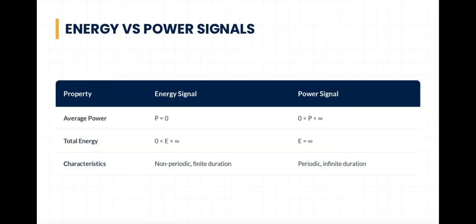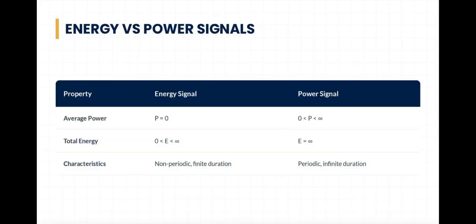So, in the next slide, we have the difference between energy signals and power signals, based on how a signal behaves over a long period of time. An energy signal is one whose total energy is finite, meaning if you add up the signal strength over all time, you get a limited value.